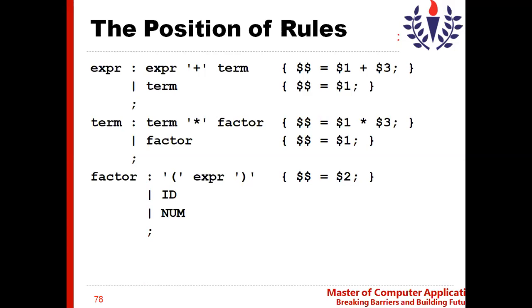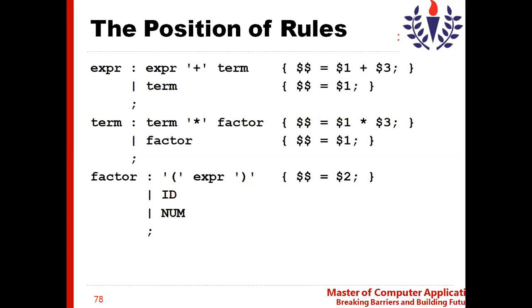If you look at expr colon expr plus term, in order to add the two values, in the action part, $$ is equal to $1 plus $3. How do we position the terms in the grammar? Say you take expr colon expr plus term. Here expr is mentioned as $1, the symbol plus is $2, and the term is $3. So if you add $1 and $3, that is the result which is stored in the $$.